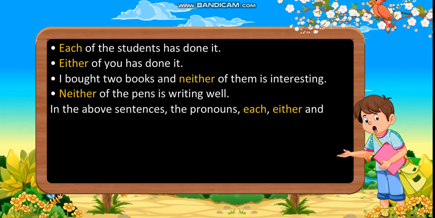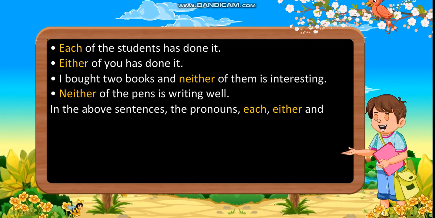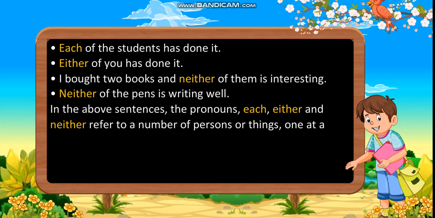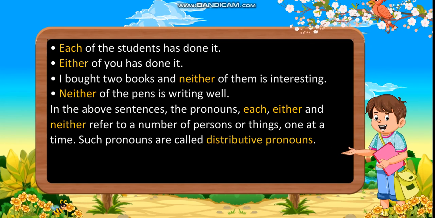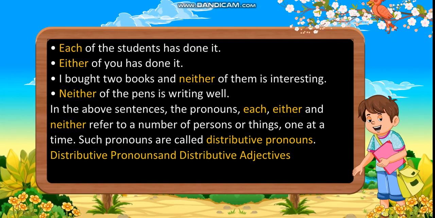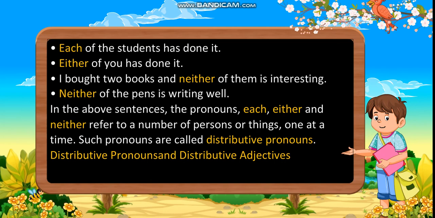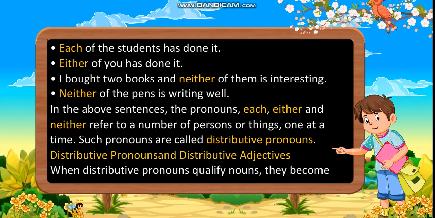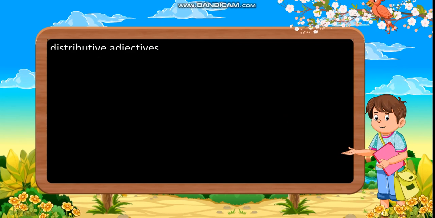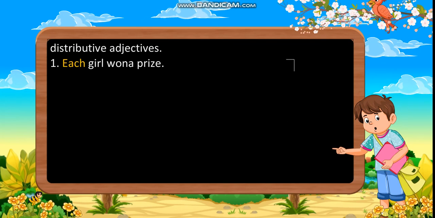In the above sentences, the pronouns each, either, and neither refer to a number of persons or things one at a time. Such pronouns are called distributive pronouns. Distributive pronouns and distributive adjectives. When distributive pronouns qualify nouns, they become distributive adjectives.